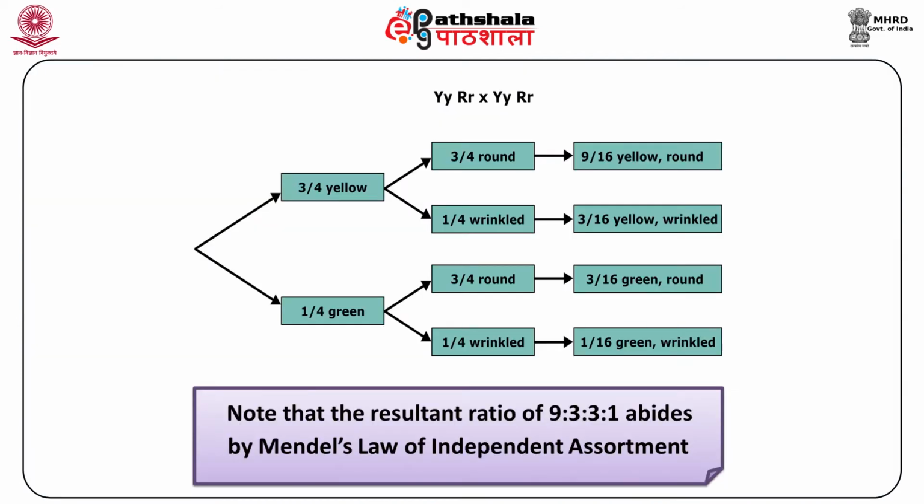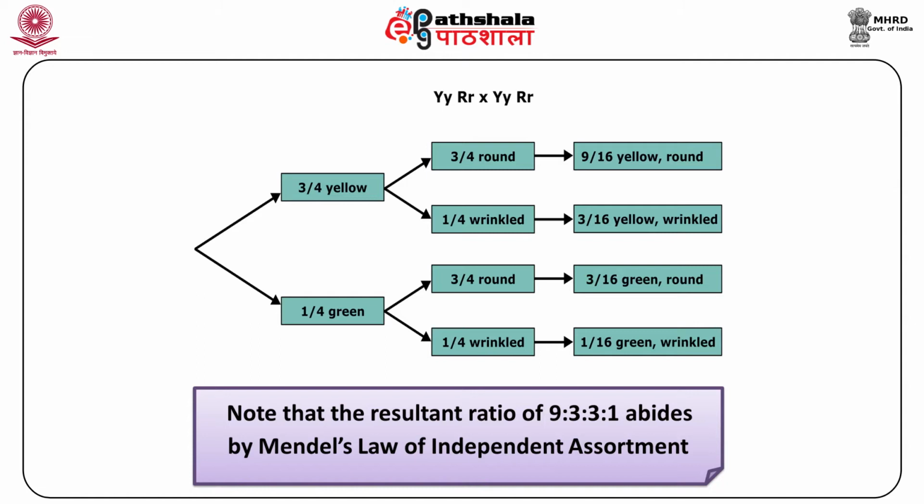It means yellow and round in cross with yellow and round. So the first probability will be 3 by 4th yellow. It means 3 by 4th will be round and 1 by 4th will be wrinkled. In case of 3 by 4th round, 9 by 16 will be yellow and round, and in case of 1 by 4th wrinkled, 3 by 16 will be yellow and wrinkled.